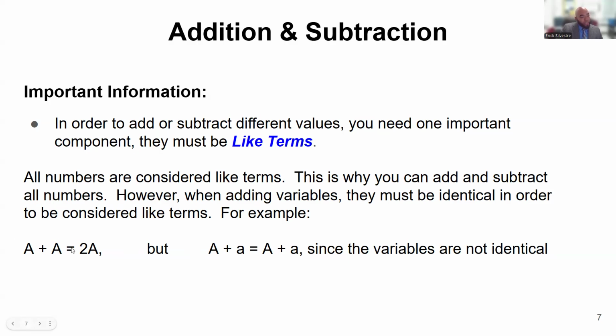So capital A plus capital A is equal to 2A. However, if I try to add a capital letter with a lowercase letter, they are not identical. They are not the same. They're not like terms. Therefore, I cannot add capital A plus lowercase a. You cannot simplify the expression any further. It stays as A plus a. That's something we are going to use when we start doing single-step and multi-step equations. We have to make sure that we understand that variables have to be identical before you can actually apply the operation.